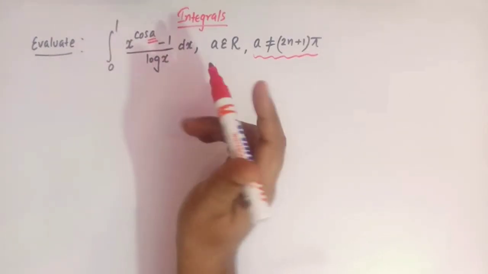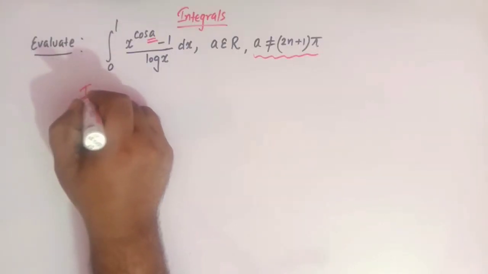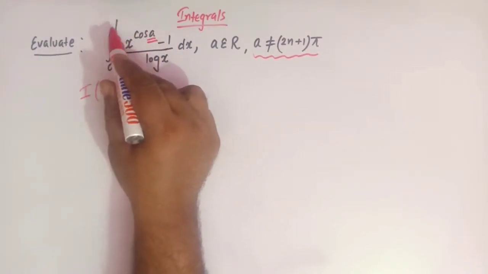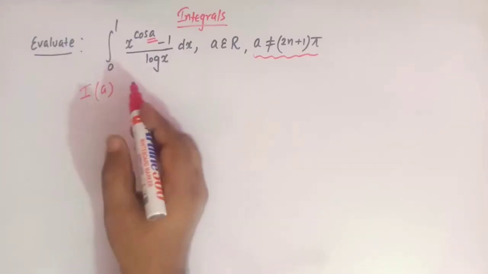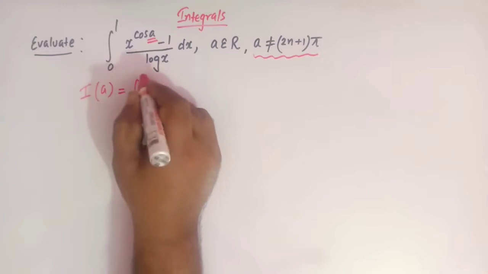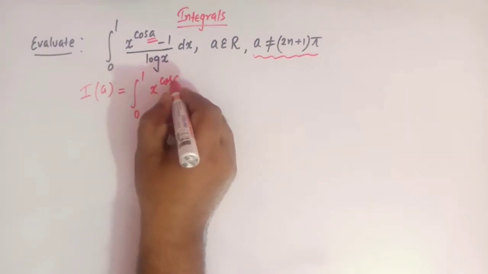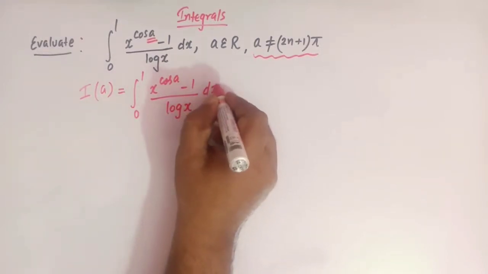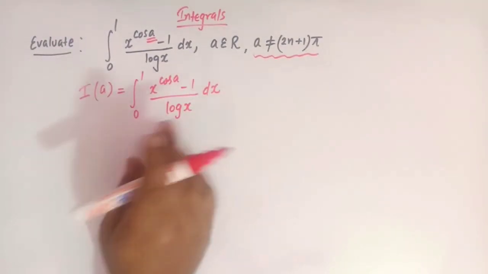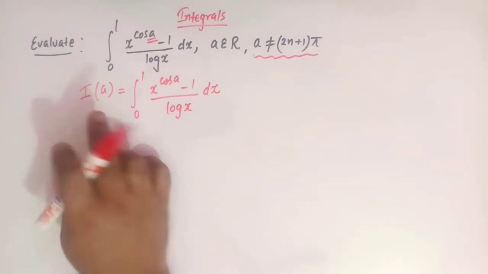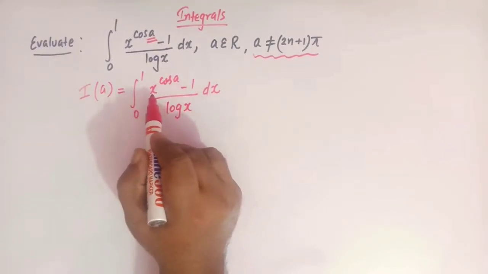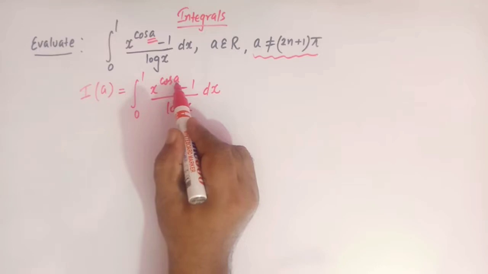For this, we'll assume this integral as I of a, so we'll take this integral as a function of a. So I of a can be written as the integral from 0 to 1 of (x raised to cos of a minus 1) divided by log of x dx. Now we'll differentiate both sides with respect to a. Here we can also say that we'll take the partial derivative of this function with respect to a.